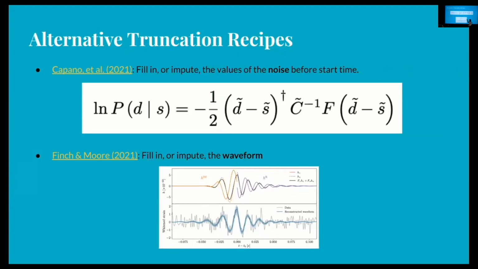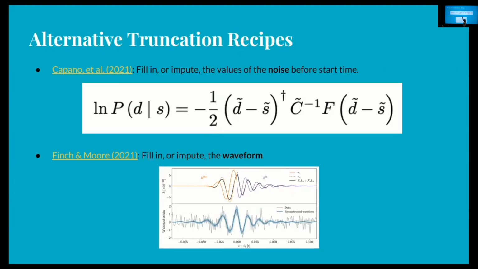You could alternately fill in or impute the waveform before the merger, and that's the Finch and Moore approach, which lets you work in the frequency domain. Now you have this nice smooth thing that goes for a long time. You can taper it to 0 over here and taper it to 0 over here and make everything circular. So you can work in Fourier space again, where things are periodic. And I think that's an exceptionally interesting approach because it can actually learn about the waveform beforehand from multiple detectors.